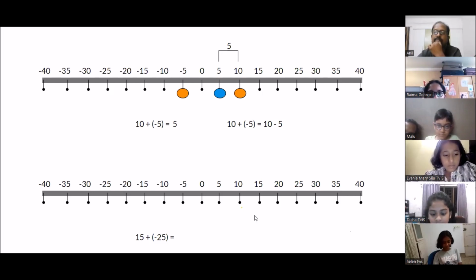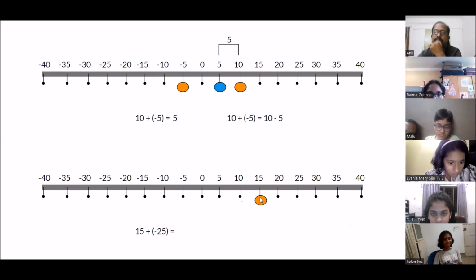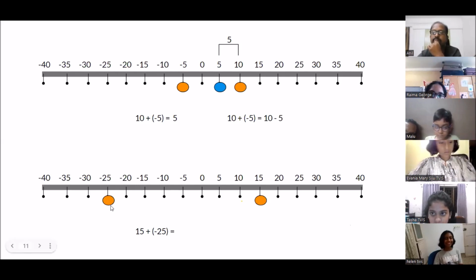So pictorially what happens? Pictorially, 15 chocolates Malu had collected. But our friend Helen had taken 25 chocolates from others. She didn't eat them actually. We were misunderstanding her. She was going to the nearby colony and giving all these 25 chocolates to all the kids there. She is a good Samaritan.